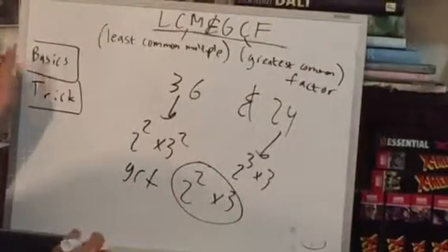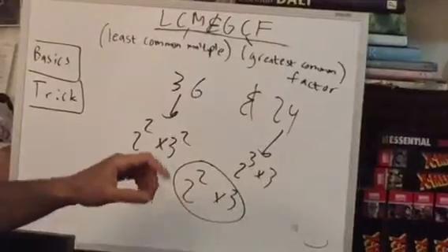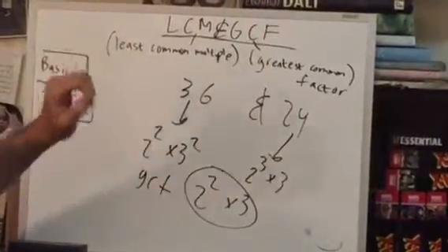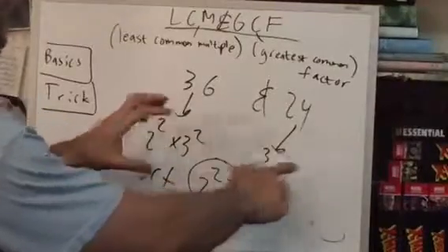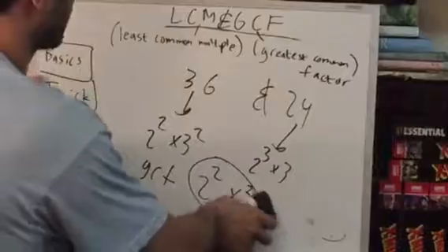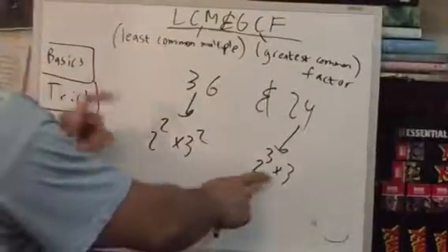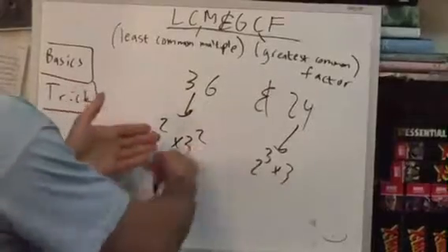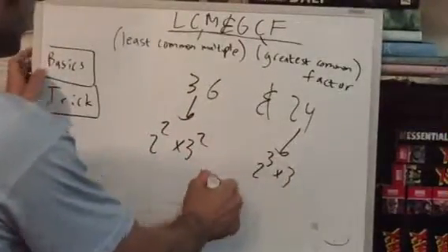Now for the LCM, we're going to go the other way. We want it to be the least. So we're going to ask what these two have between themselves, and we're going to take the maximum. So I see at least 1 2. What's the maximum power? It's a 3.